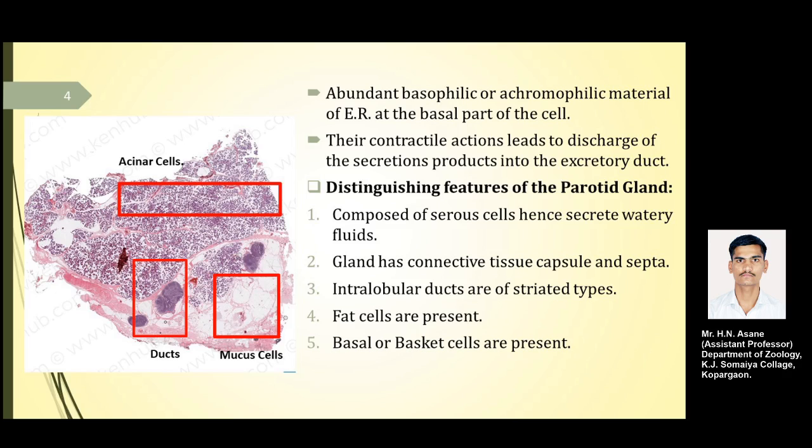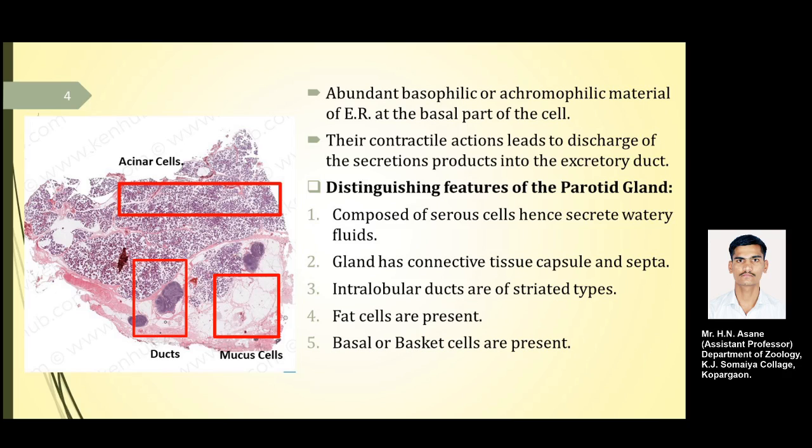Okay, as you can see in the picture, this is the transverse section of the parotid gland. It shows these acinar cells and the ducts, which are the main ducts for these mucous cells. As you can see, the whitish ones are the mucus cells. These acinar cells are the mucus producing cells, and they are secreted by means of these ducts into the buccal cavity.